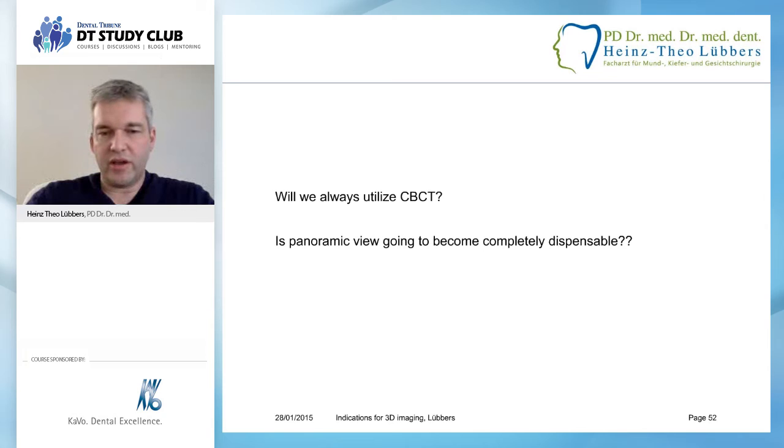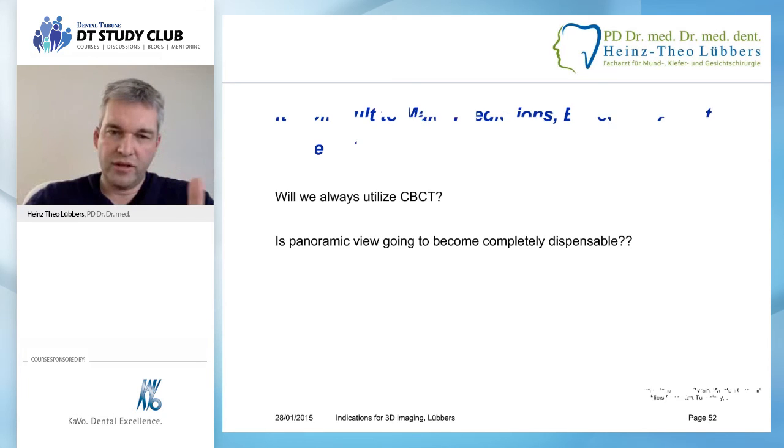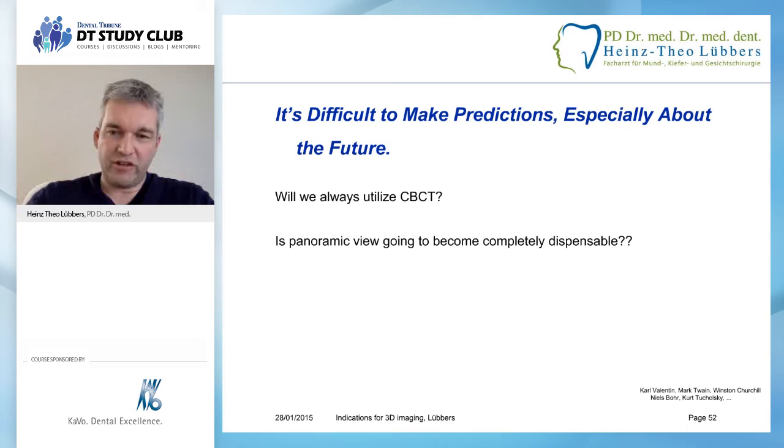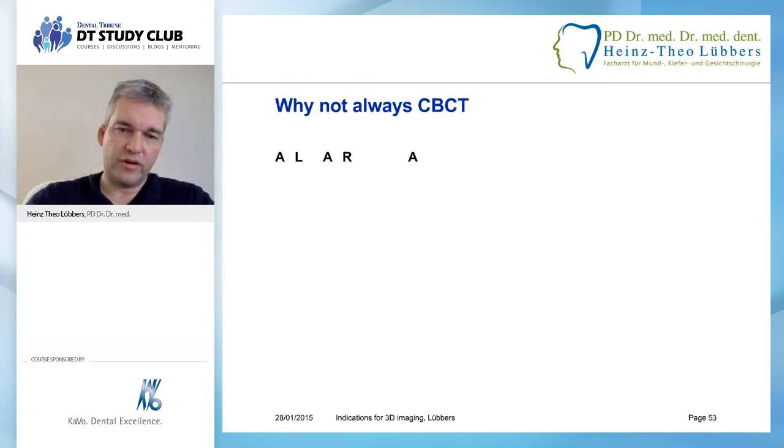You can think about it. I can think about it. The big problem is it's difficult to make predictions, especially about the future. This has been said by many people before, and it's actually a fact. We don't know. Right now we see that with modern machines, like the one I luckily can use, you can push your radiation dose down to a level that's about the level of the panoramic view, but it's still a more expensive machine, so you don't know where it's going.